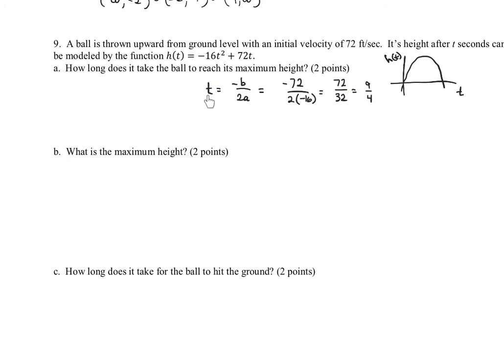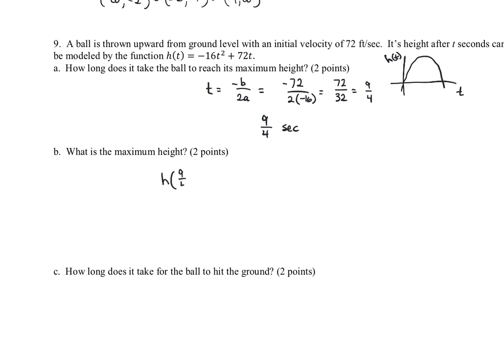And since this is a value of time, and the unit of measure right here is in feet per second, the time value is going to be in seconds, so that's 9/4 of a second. Now what is the maximum height? What we found here is the x value, or the t value of the vertex, so now we need to find the height value just by plugging 9/4 into the equation.